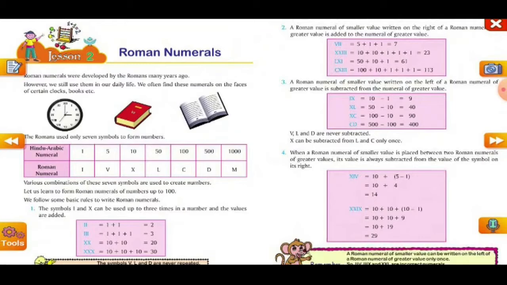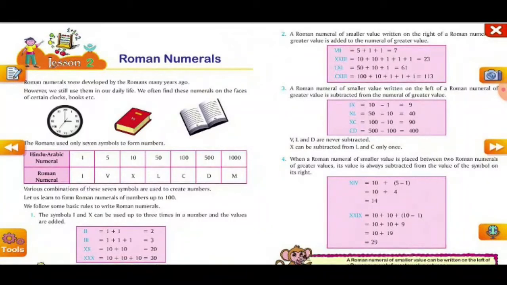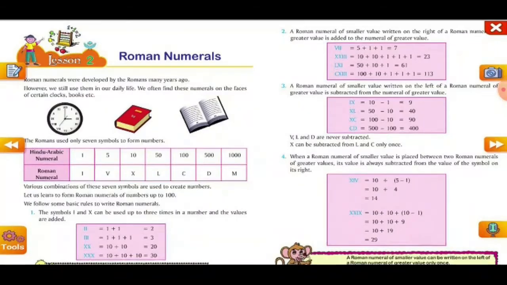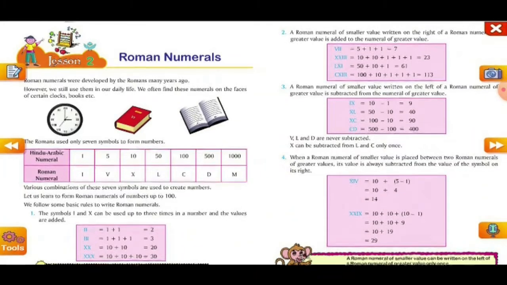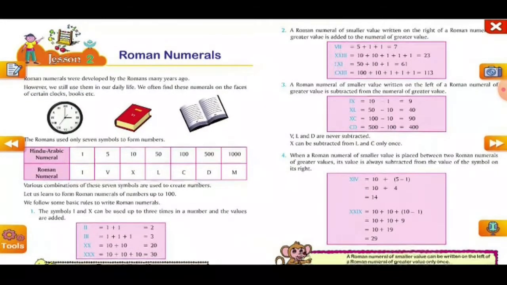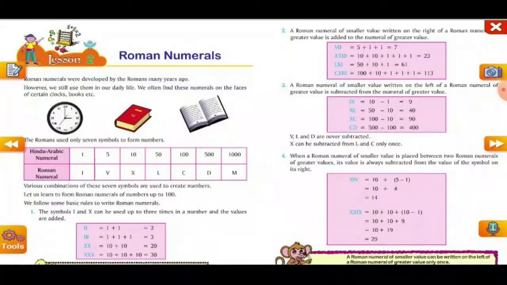Next, a Roman numeral of smaller value can be written on the left hand of a Roman numeral of greater value only once. We can't write I before V, or I three times before X. They are incorrect. A symbol can be repeated up to a maximum of 3 times only. I and X can be repeated for 3 times, not more.